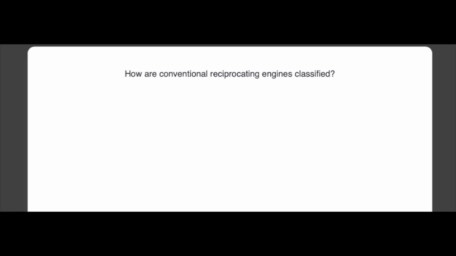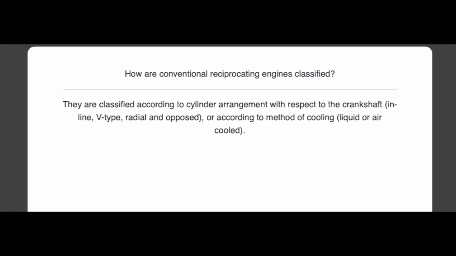How are conventional reciprocating engines classified? They are classified according to cylinder arrangement with respect to the crankshaft: inline, V-type, radial, and opposed, or according to method of cooling, liquid or air-cooled.